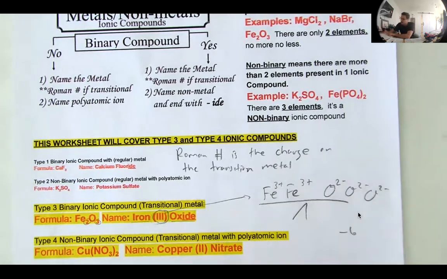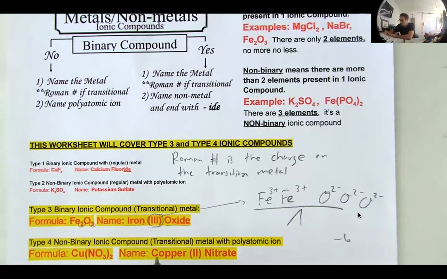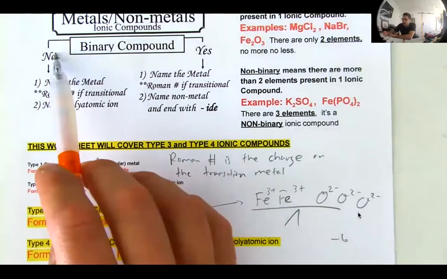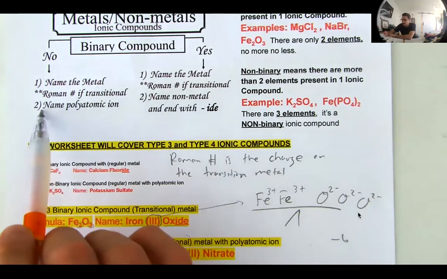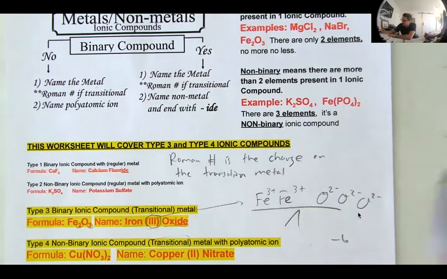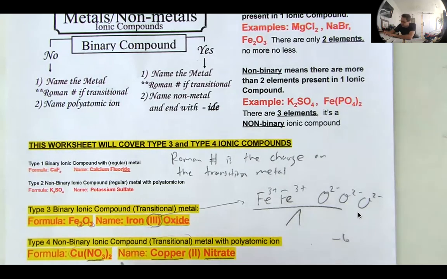All right, let's look at the next example. The next example is a non-binary, type 4 compound with the transitional metal. If it's not a binary compound, then remember we need to name the metal, including the Roman numeral if it's transitional, and then rule 2 is to name the polyatomic ion. So we have Cu, which stands for copper, and we have NO3, which stands for nitrate. How did I know it was nitrate? I used my common polyatomic ions resource found in Canvas. And then it has a positive 2 written right here. That must mean that copper's charge is going to be a positive 2 charge.